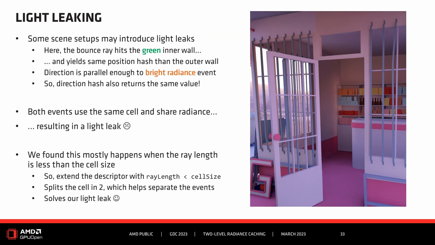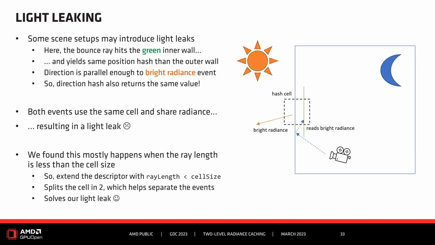And now we tested this caching scheme across multiple scenes, and we've noticed some scenes may suffer from light leaking artifacts, which is this one here, this bright highlight in the corner should not be there. So we spent a bit of time trying to understand what was going on in here, and this is what we came up with. What happens here is that the inner green wall, which we reach after bouncing once, is close enough to the outer wall that after quantizing our position, we end up with the same position, like being inside or outside the wall.